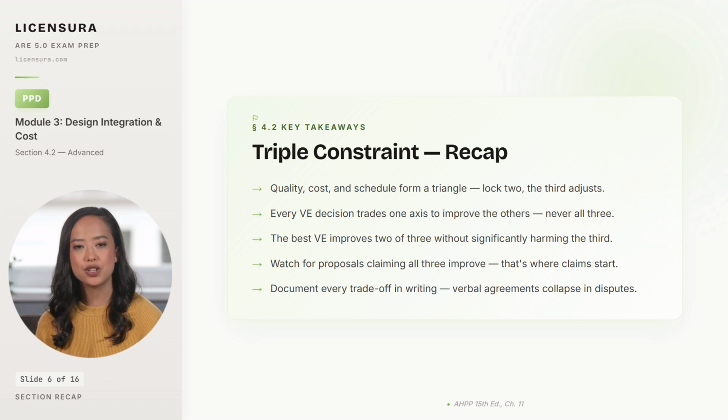And document every trade-off in writing as it is agreed. Verbal commitments during a VE meeting collapse under the pressure of a defect claim or a fee dispute, and the architect who relied on them is the one explaining the gap to insurance.